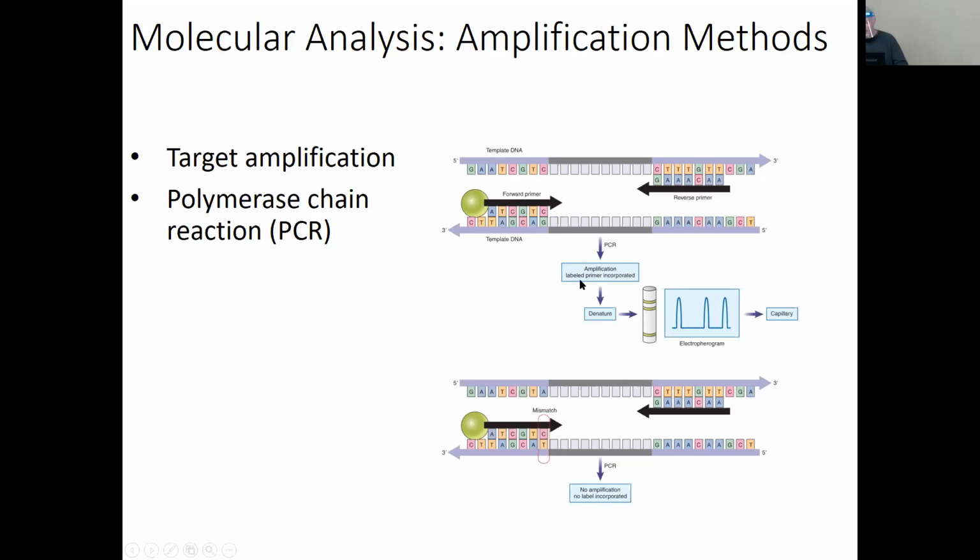PCR amplification, the labeled primer is incorporated. So here you can see no amplification, no label incorporated. What you'll see is the computer is going to read the electrogram, and if it went ahead and amplified this section, then it will peak and show that it was there. Okay, so you have this kind of baseline. Every well plate you do has to have a known positive in there, because the computer is going to compare that well to the patient wells.